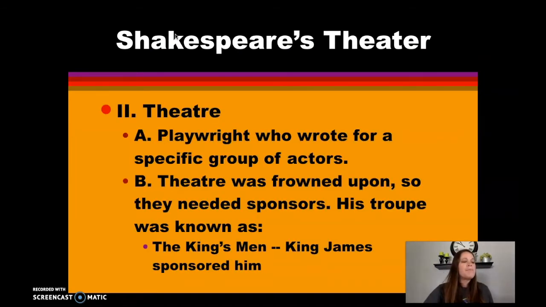All right, so Shakespeare's theater. We talked a little bit about this already, but let's keep going here. When a playwright would write plays, he would write for a specific group of actors. Remember, those were called a troupe. Theater in general was frowned upon, so they needed sponsors. Again, like I said the other day, if you were an actor, you were essentially a servant of some sort of nobility. His troupe was first the Lord Chamberlain's Men, and then his second troupe was the King's Men, and that meant that King James was his sponsor. That was the person of nobility that he was a servant of.